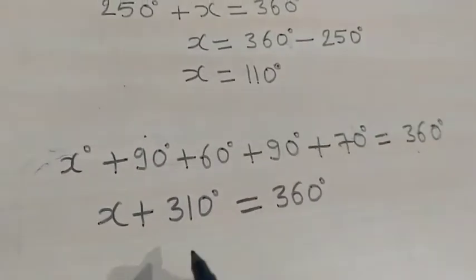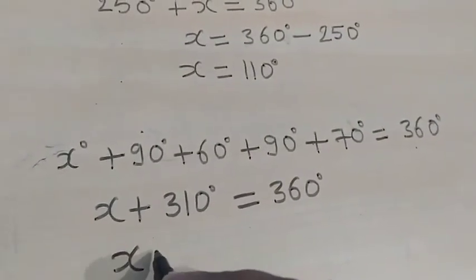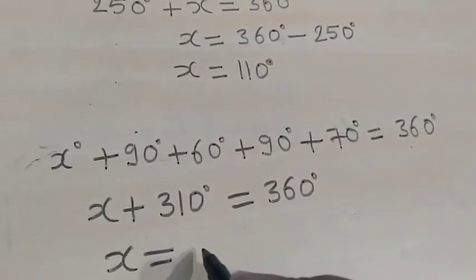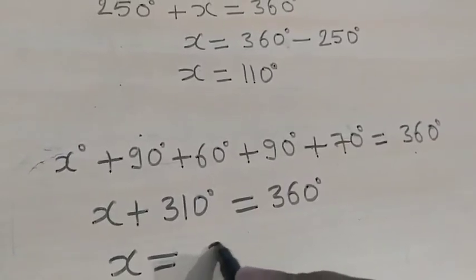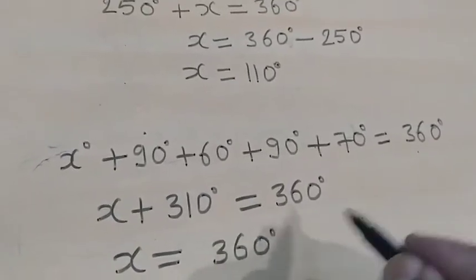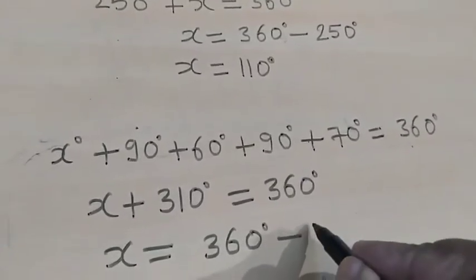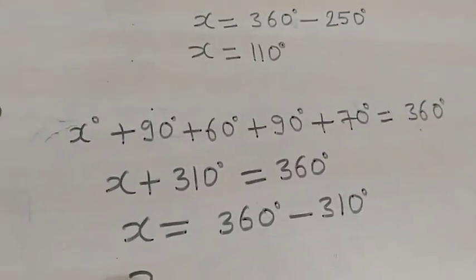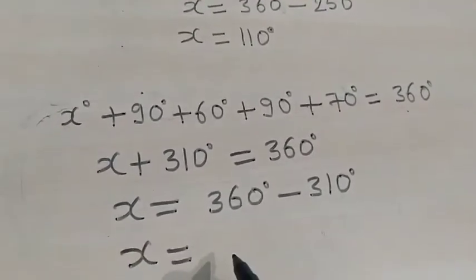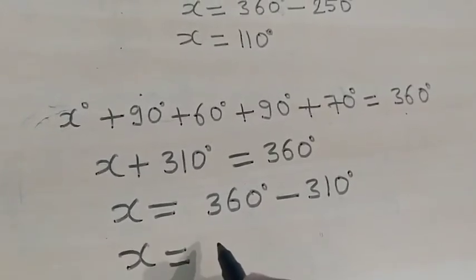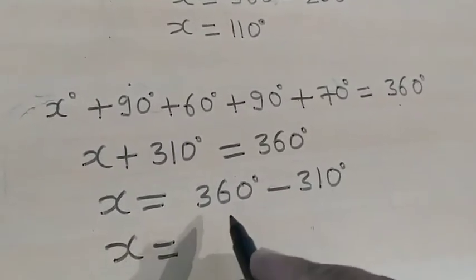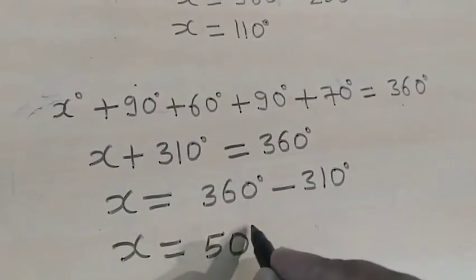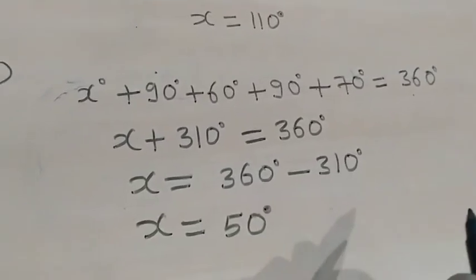360 degree. Clear? Now we write, transposing this 310 to the right hand side, so we obtain x is equal to 360 degree minus 310 degree. Clear? So x is equal to 360 minus 310. This is equal to what? Tell me. 50 degree. Clear? So the value of x we obtain is 50 degree.